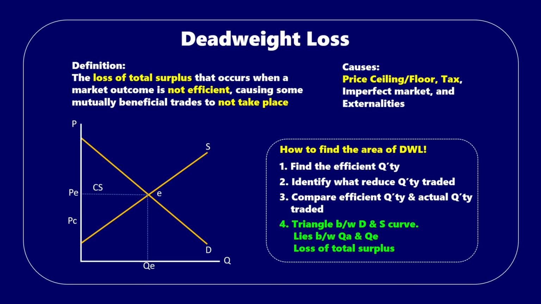But how do we even find the area of deadweight loss? Well, first, find the efficient quantity, which is just the equilibrium quantity. Then, identify what the quantity traded reduced to. Then, compare the efficient quantity and the actual quantity traded. That triangle between the demand and supply curve that lies between QA and QE is the total loss of surplus, which is your deadweight loss.